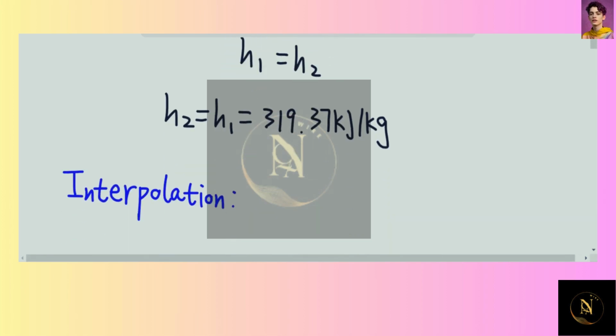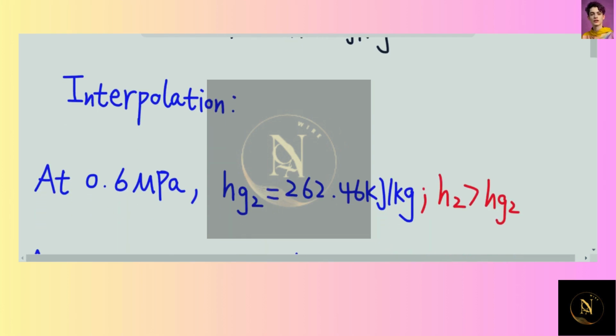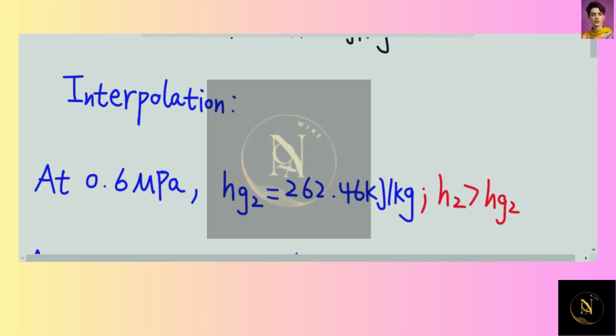Now let's use interpolation to determine the exit temperature, or the temperature of the refrigerant after throttling. We use the same table, A13. At pressure 0.6 megapascal, the specific enthalpy of saturated vapor for refrigerant 134a is 262.46 kilojoule per kilogram. As you can tell, the value of h2 is greater than hg2, so we are going to use h2 for the later calculation.